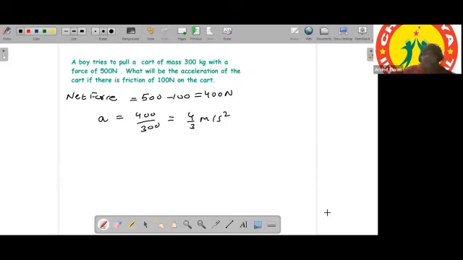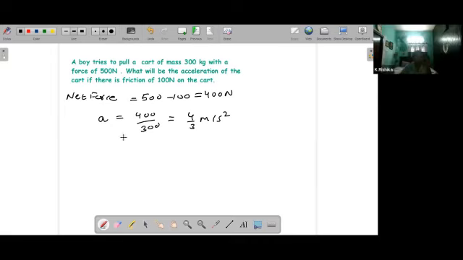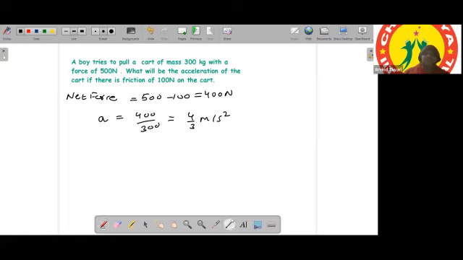Ora Smith and Harini, you also turn on your cameras. So everyone can understand up to finding out the acceleration. Yes, sir. Okay.